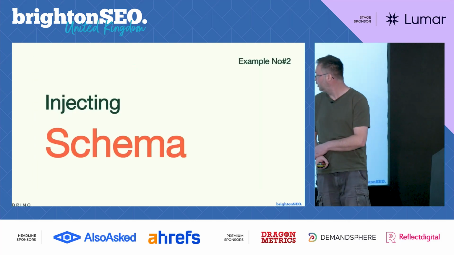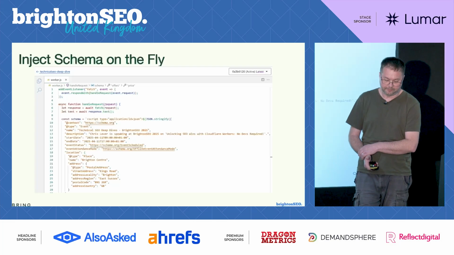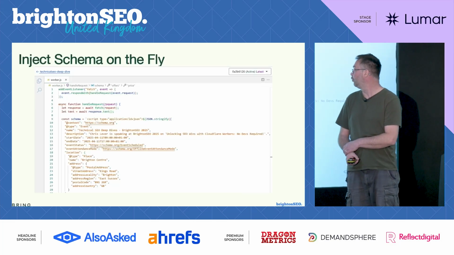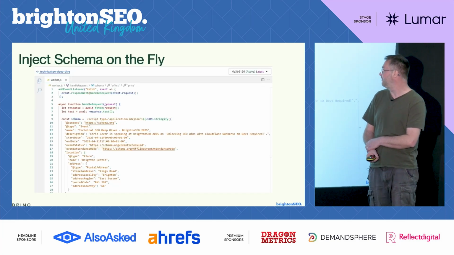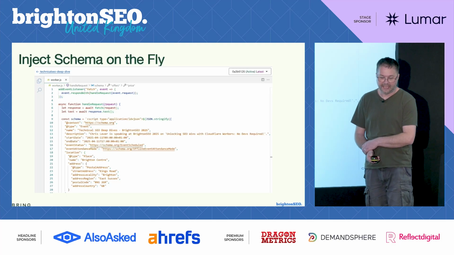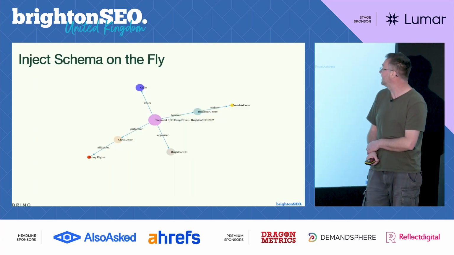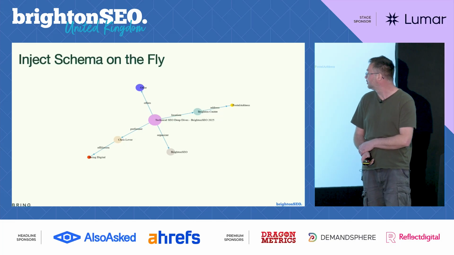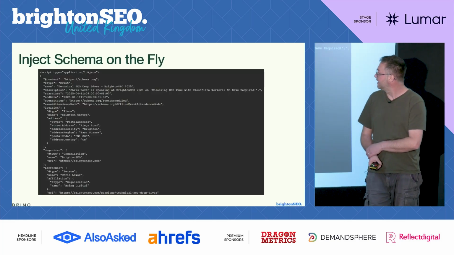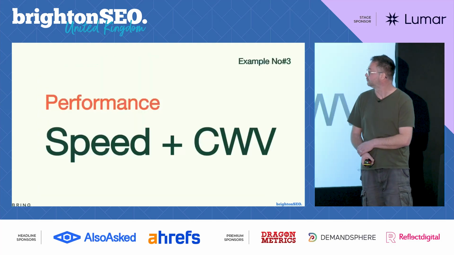So next example is schema. So here's the Cloudflare Worker script. This is an event schema. And this is it injected. Now this is from a Chrome extension by Ziggy Strasberg. And this is the JSON array for the schema.